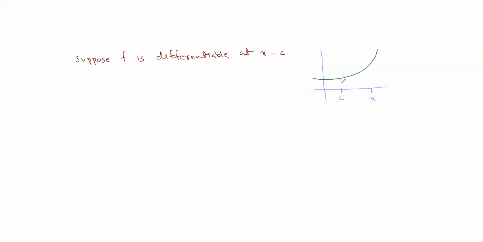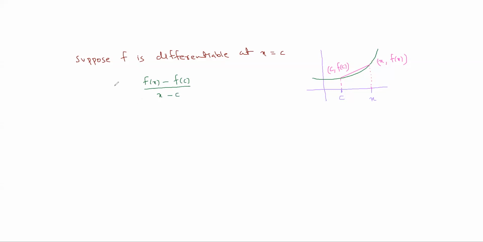So here at c the value of the function will be (c, f of c), and this other point will be (x, f of x). First we draw the slope of the tangent, and the second line, this is the second line. So f of x minus f of c divided by x minus c. So this is the slope of the secant line.